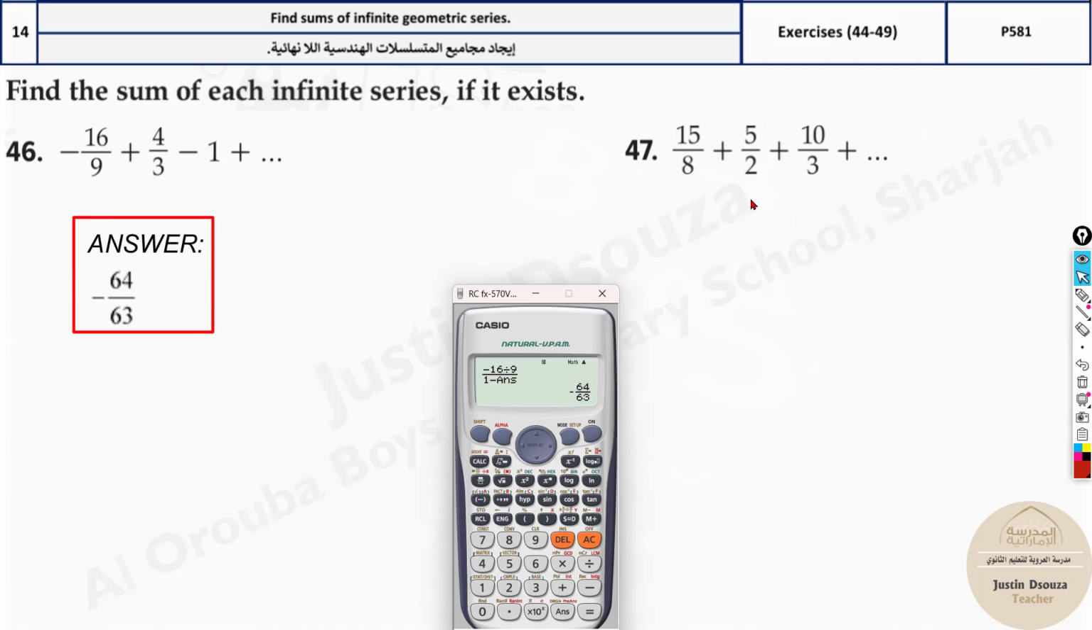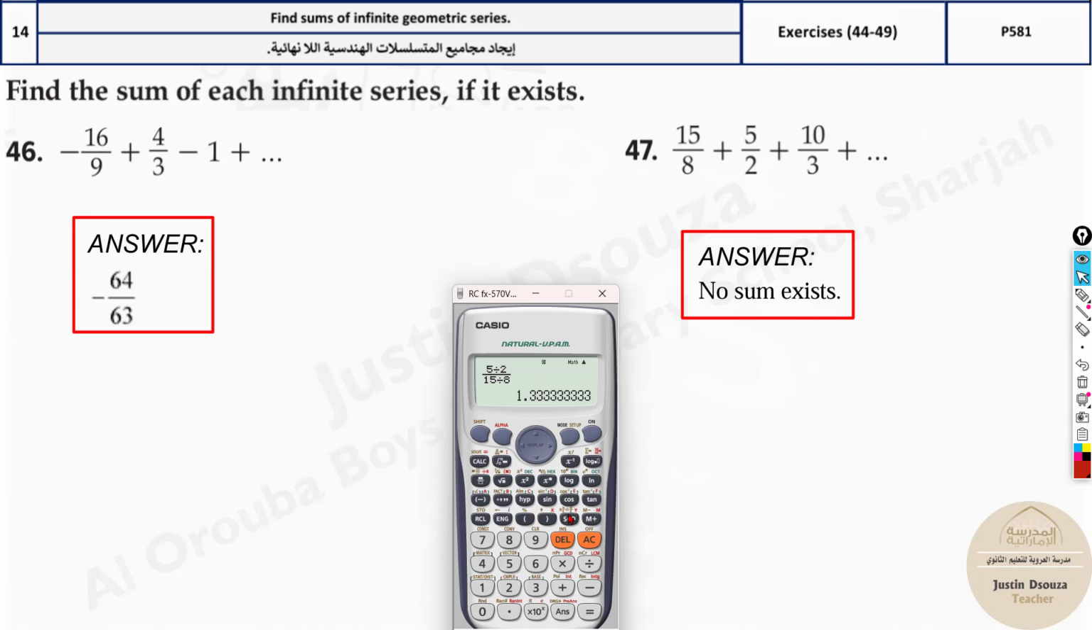It's 2.5. I think so. Yeah, there is no sum. Why? Because this is a very small number, I mean, not very small. It's less than 2.5. This is 2.5. Just do it over here. See, 5 divided by 2, 15 divided by 8. So this value is more than 1. If it's more than 1, there is no way you can find the sum.